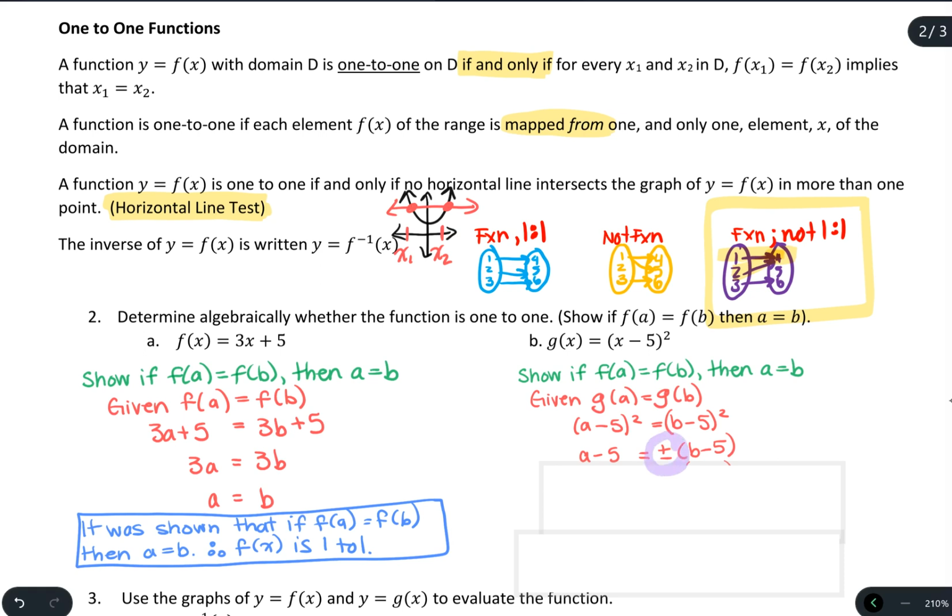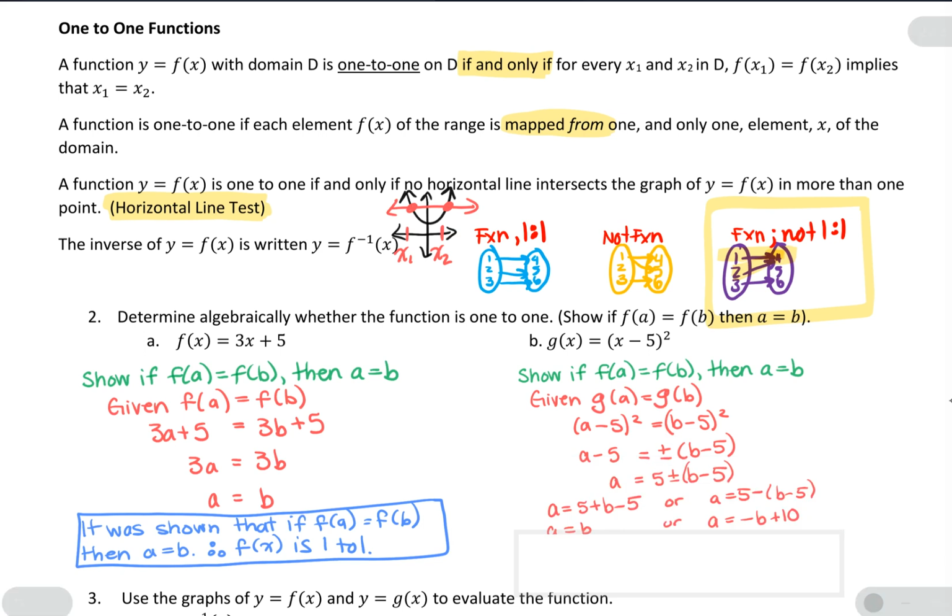When I take the square root on both sides, I must have plus or minus. Now, since I have that plus or minus, I'm going to split it into two different cases. So I have the case where it's plus and I have the case where it's minus, and then I simplify. First I solve for a. In the case where it's plus, a equals 5 plus b minus 5, or, don't forget the magical word or, a equals 5 minus the quantity b minus 5. Simplifying each of these, I get a equals b, or a equals negative b plus 10.